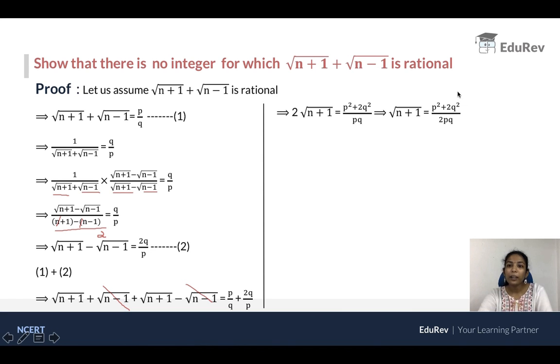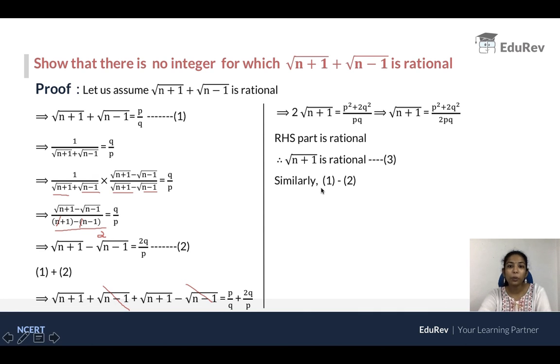And this part is completely a rational number. The RHS part, p square plus 2q square by 2pq, is a rational number. That means the LHS part should also be a rational number. So I can come to a conclusion that root of n plus 1 is rational with our assumption. Now I am taking that statement as my third statement.